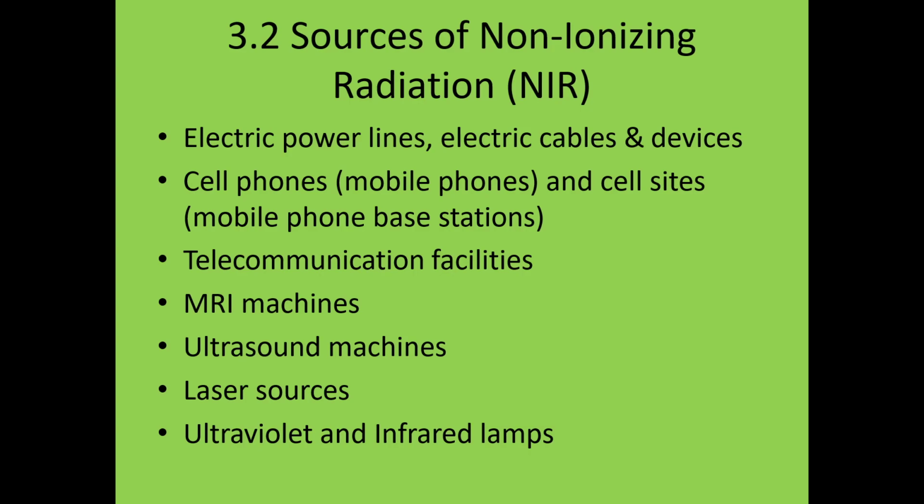So sources of non-ionizing radiation. Electric power lines, electric cables, devices, mobile phones, cell sites, telecommunications facilities, MRI machines, ultrasound machines, laser sources, ultraviolet and infrared lights, of course yung ating mga white lights, mga fluorescent natin, LED, so they are all sources of non-ionizing radiation. Yung mga laptops, computers, mga gadgets, they are all sources of non-ionizing radiation.